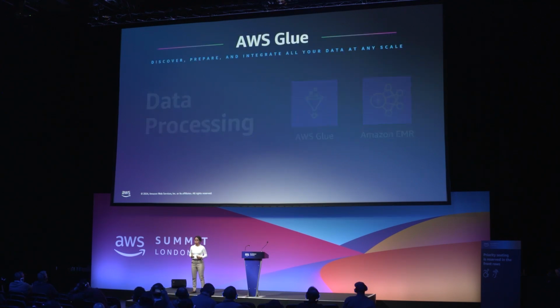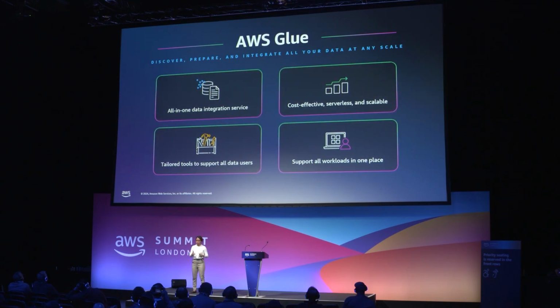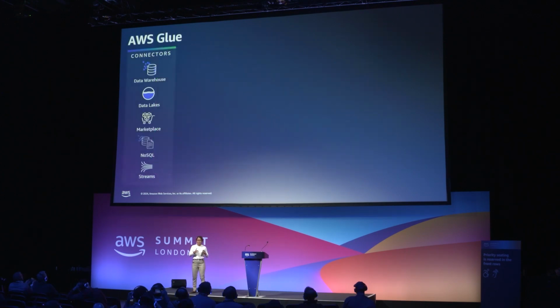Now we have our data in Amazon S3. The next step will be to clean up the data, check the quality, and transform the data. And to do that, we're going to talk about two services, AWS Glue and Amazon EMR. Start with AWS Glue, an end-to-end serverless data integration service.